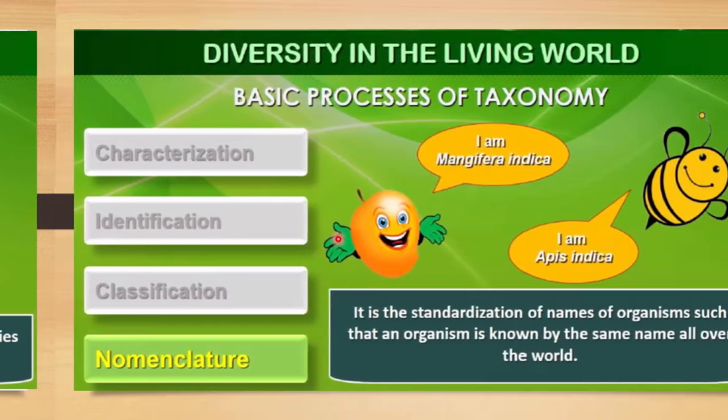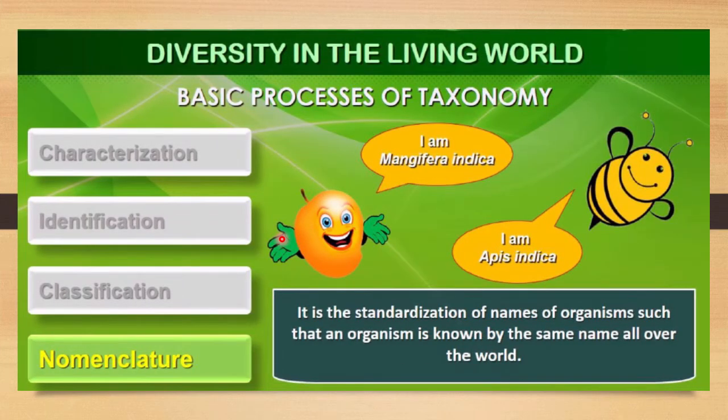Now, the final step of any taxonomy is nomenclature, to give a name to an organism. Here you can see this is a mango. In general terms, we call it a mango, and this is a honeybee. But in the scientific world, we have to give them a scientific name to avoid any confusion. So the name Mangifera indica is given to this particular organism, the mango. And this is the honeybee, and the scientific name for the honeybee is Apis indica.